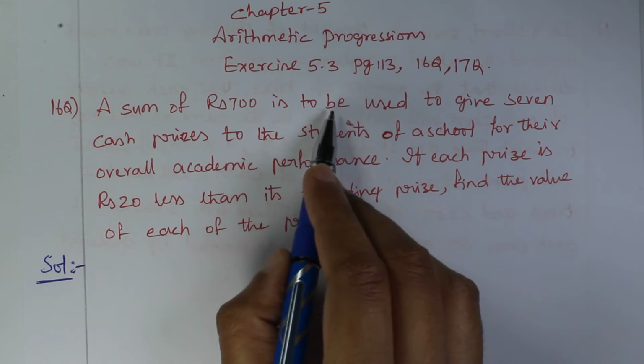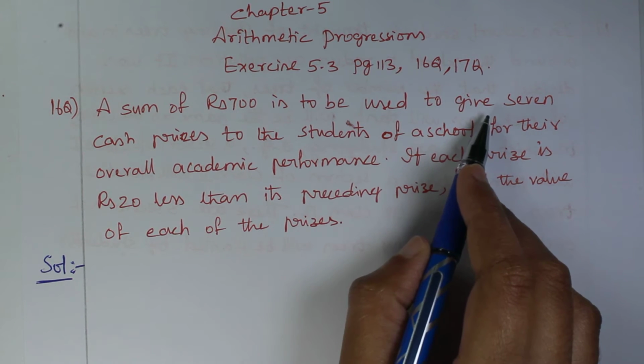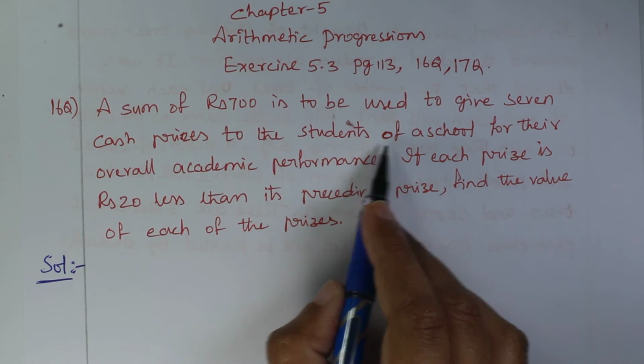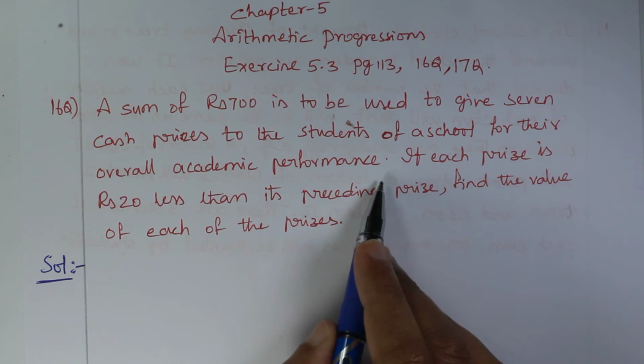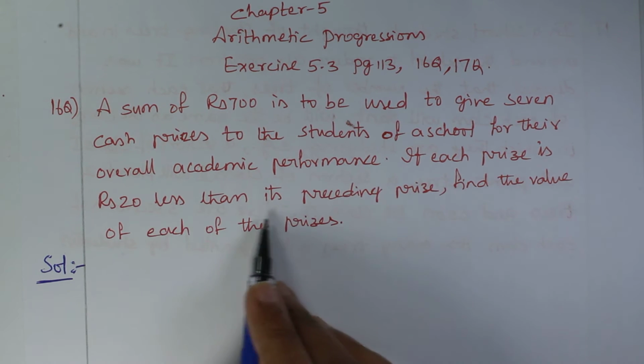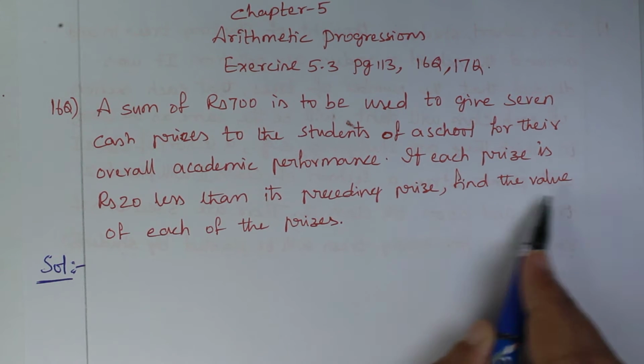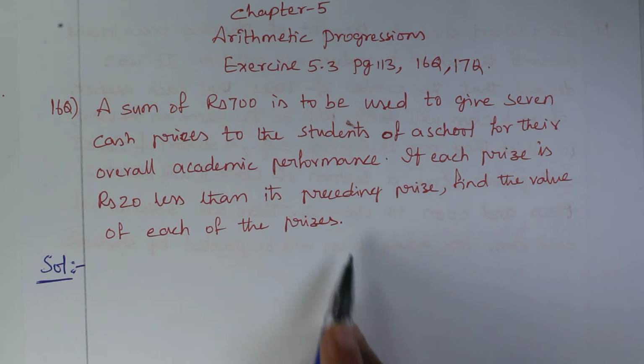A sum of rupees 700 is to be used to give 7 cash prizes to the students of a school for their overall academic performance. If each prize is rupees 20 less than its previous prize, find the value of each of the prizes.